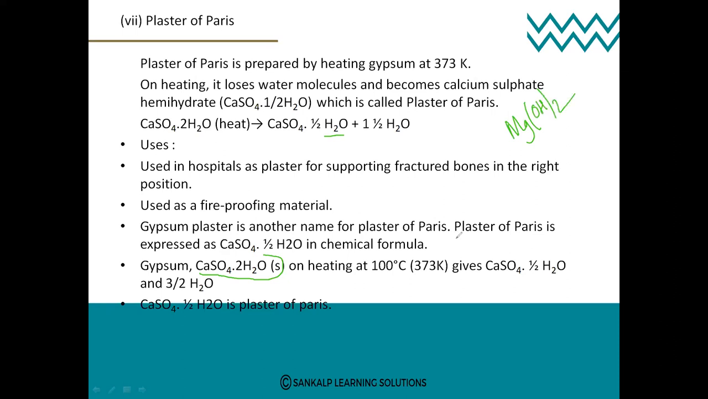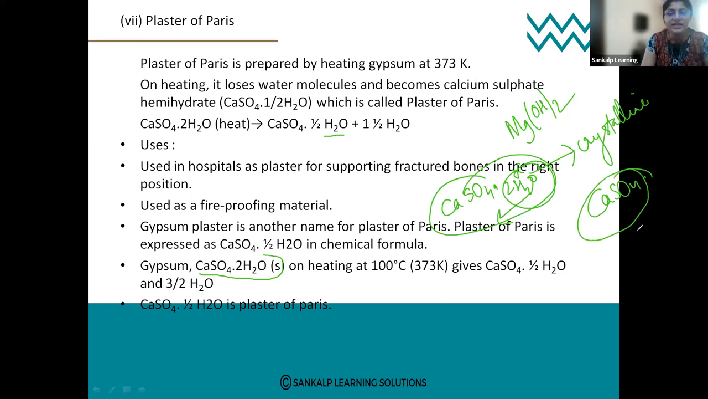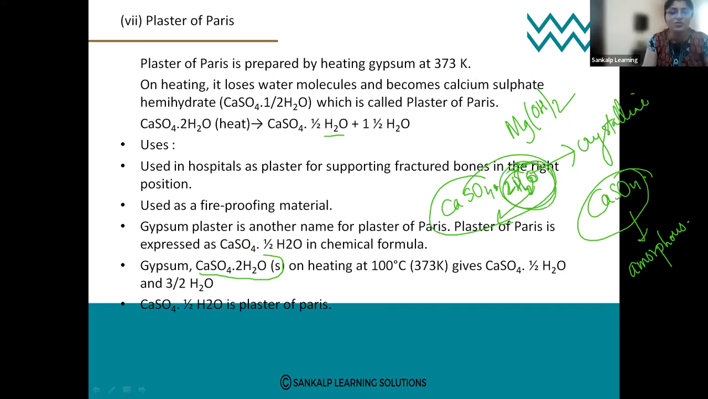Calcium sulfate dot 2H2O. So this water is associated with this calcium sulfate. If this water molecule is lost, then this calcium sulfate won't be in crystalline form. If it is only calcium sulfate, it will be in powder form, which means amorphous form. When it is bonded with water molecules, then you can say it is in crystalline form.